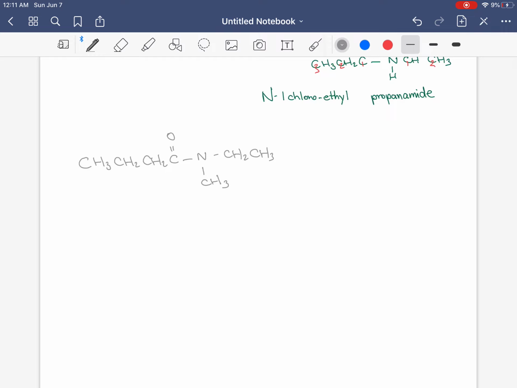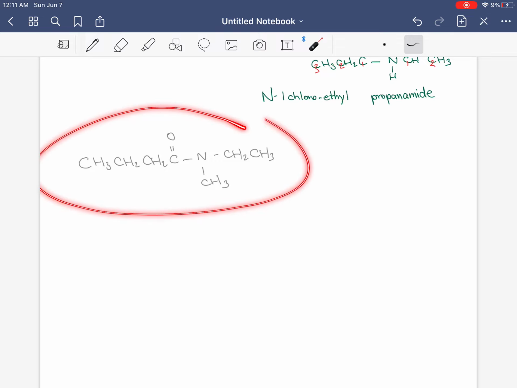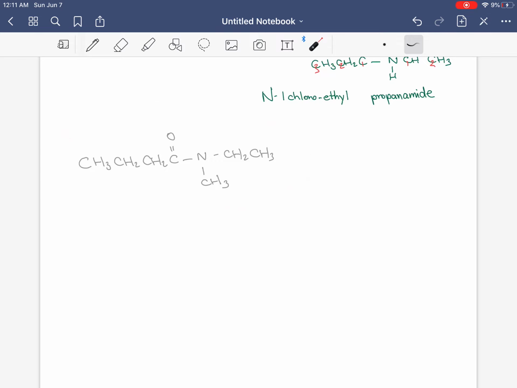The reason that this came about, I hope you understand, is that you have a carboxylic acid, butanoic acid, reacting with actually a secondary amine. Because this N is connected to two other C's to begin with. So this is actually a secondary amine. Now, how are you going to name this?